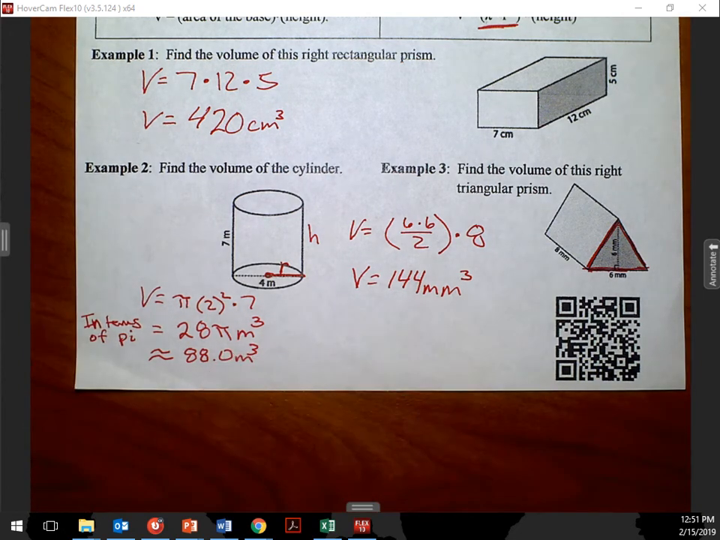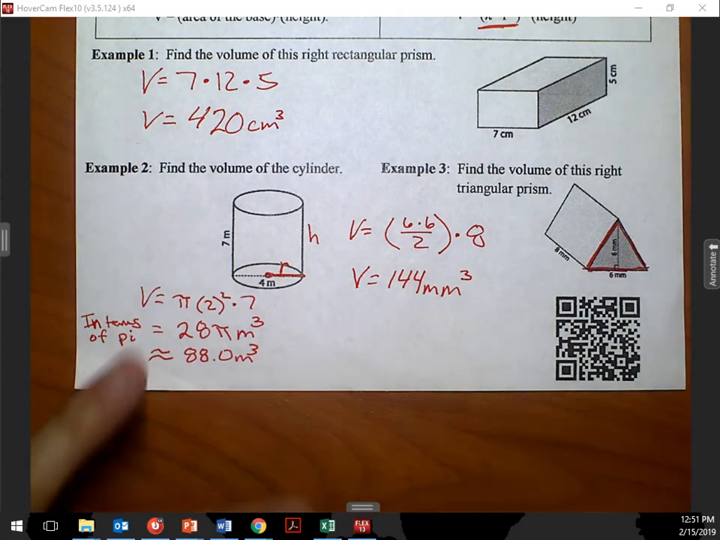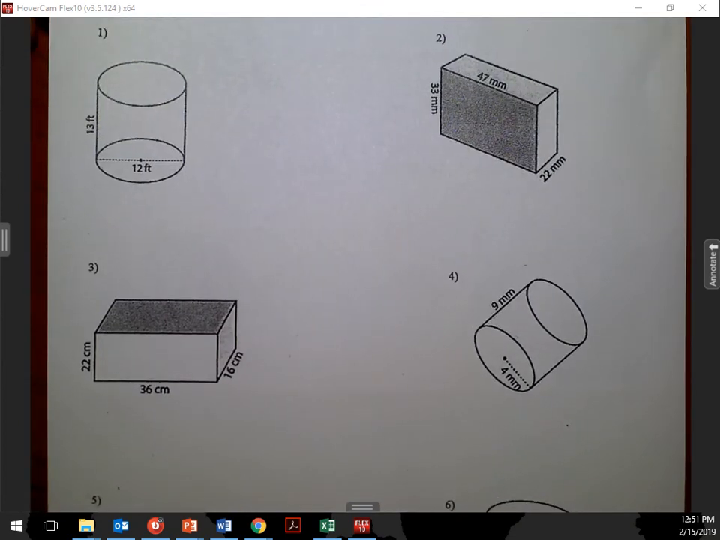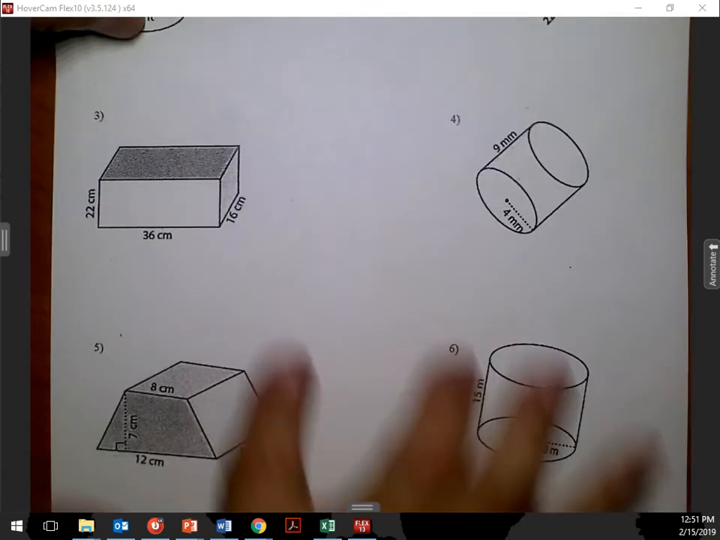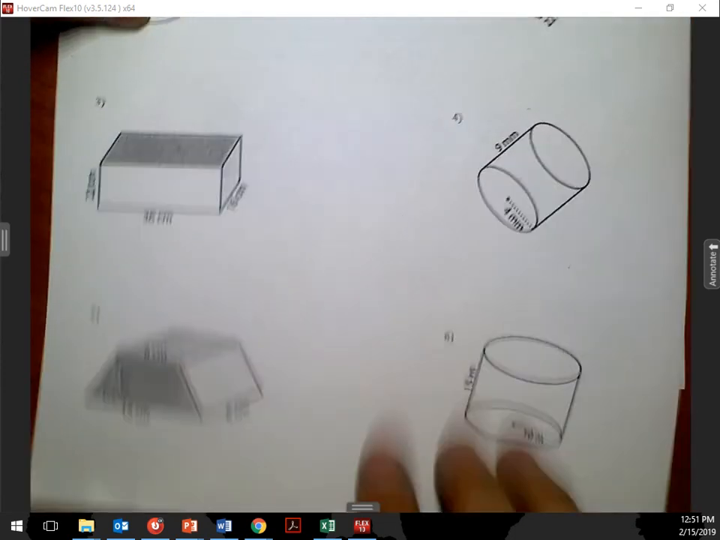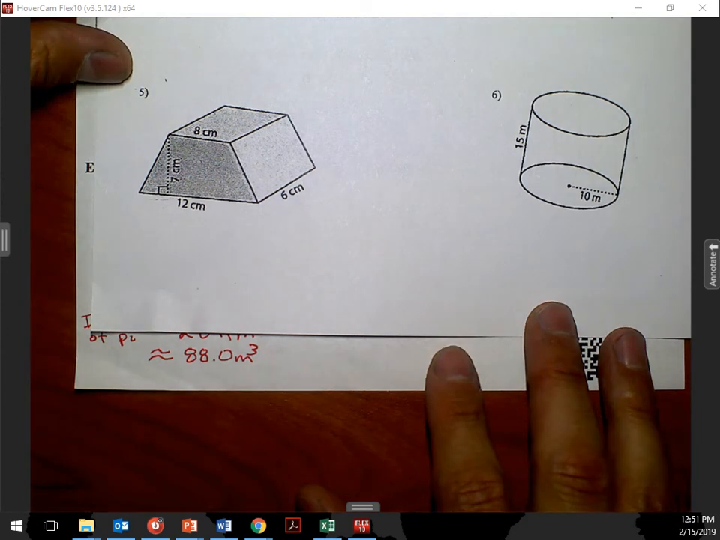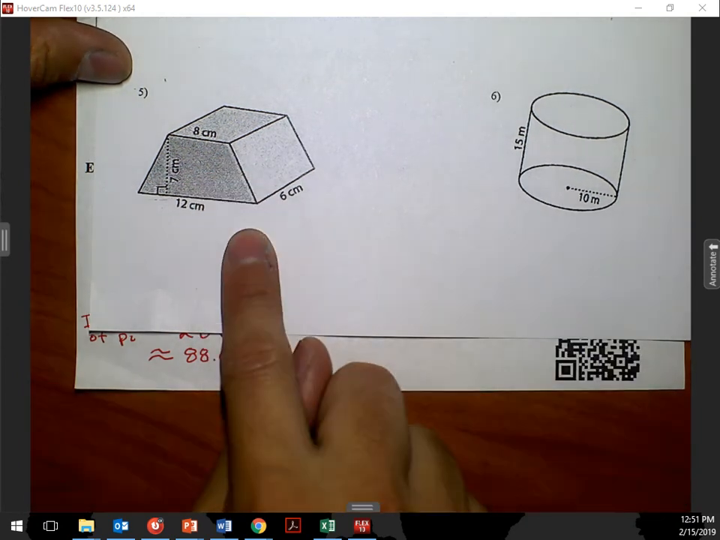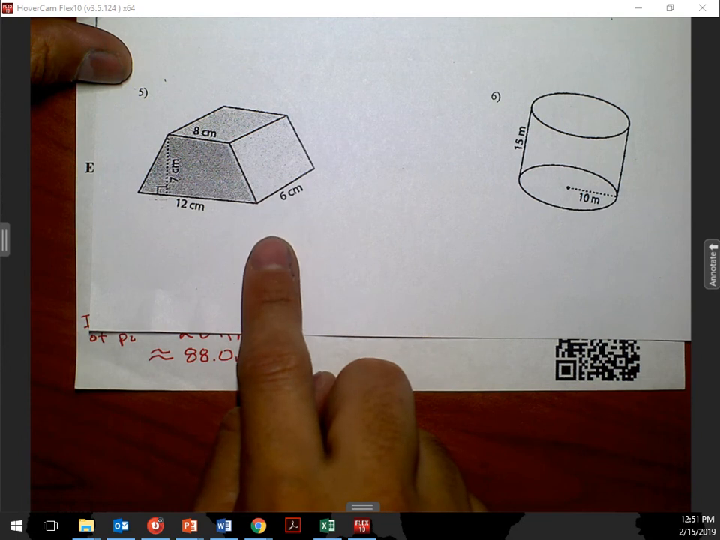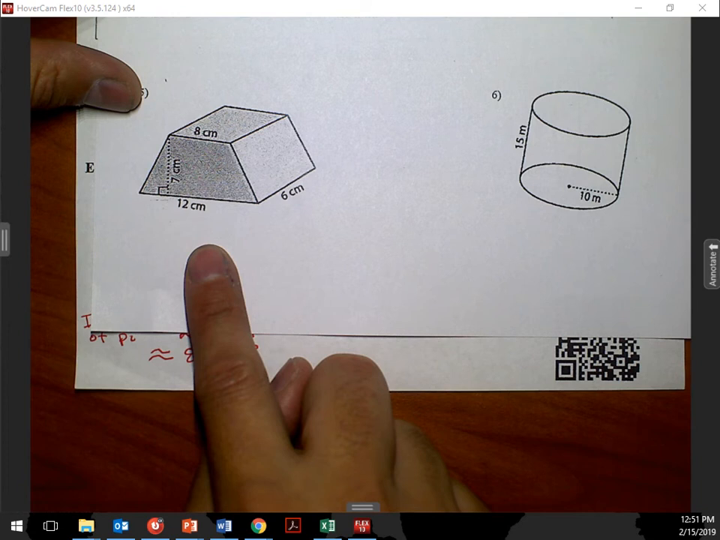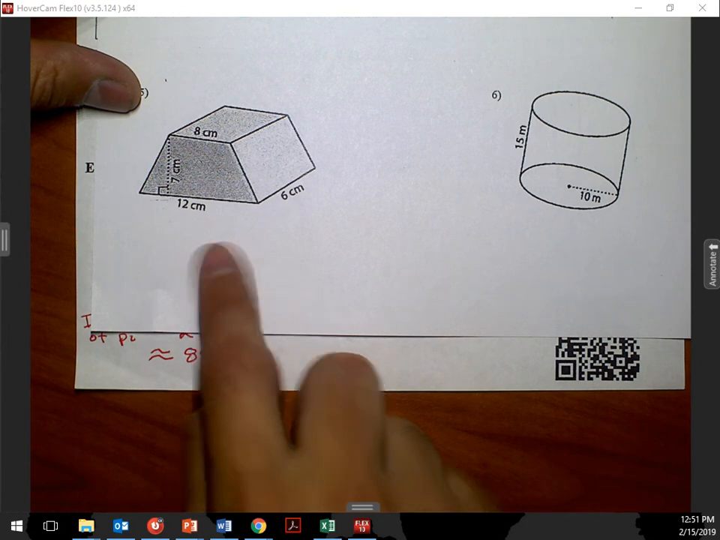Okay, so let's take a look at the practice right here. We've got a cylinder, prism, prism, cylinder. Now, on number 5, look at 5. Oh, it's a trap. Yes, it is. On this one, what is the odd shape that you want to find the base of? The trapezoid, and you would multiply that by the thickness, right? Which is going to be 6.